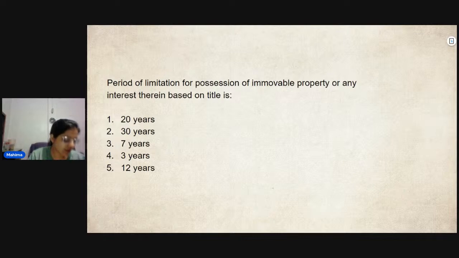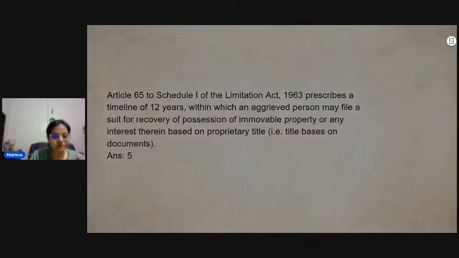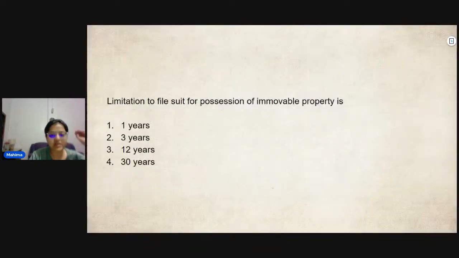Yes. Divya is correct. Pratika, please revise the schedule. Especially the long-period ones like 12, 30, and even the 3 years ones, though they rarely ask. Some deformation or 1 year deformation they ask sometimes. The 12 years ones, please learn them by heart. Limitation to file suit for possession of immovable property is 1 year, 3 years, 12 years, 30 years.